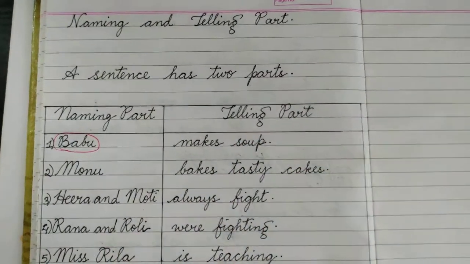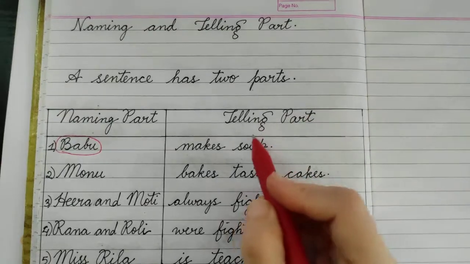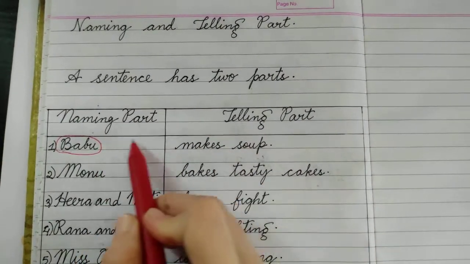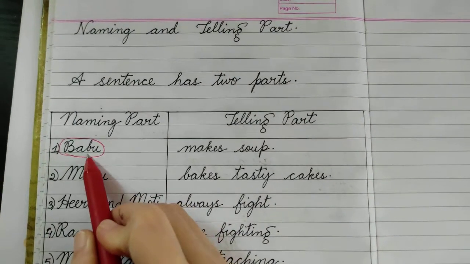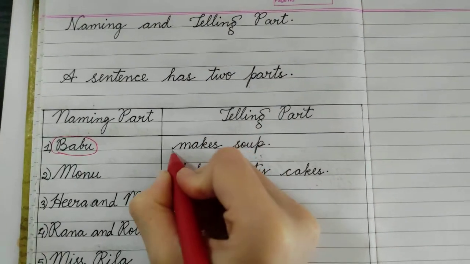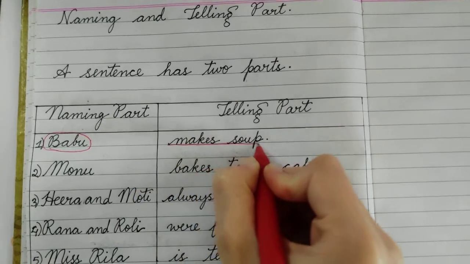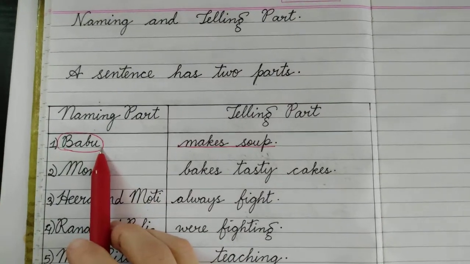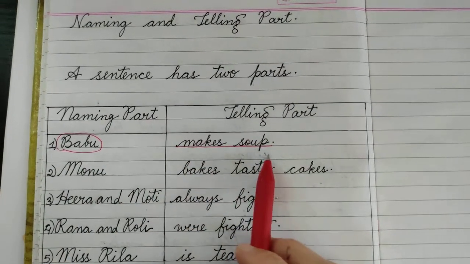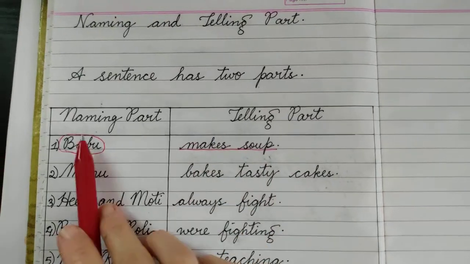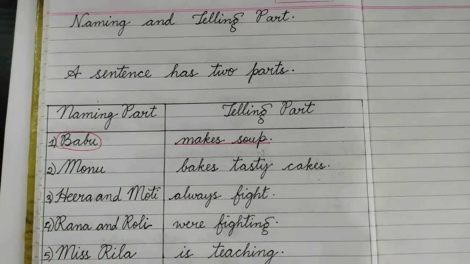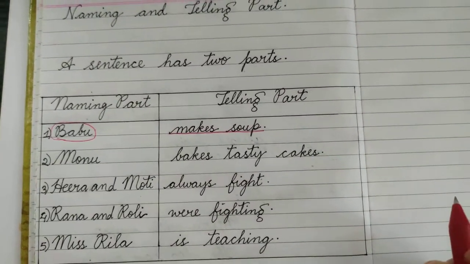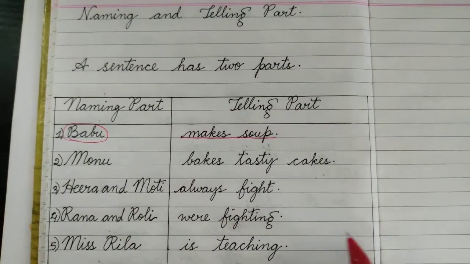The telling part here is the part that tells us more about the naming part. It tells us more about Babu. It tells us that Babu makes soup. So Babu here is the naming part because it is the name of a person, and makes soup is the telling part because it tells us that Babu makes soup. Are you clear? Do you understand? Let us look at more sentences in order for you to be more clear.